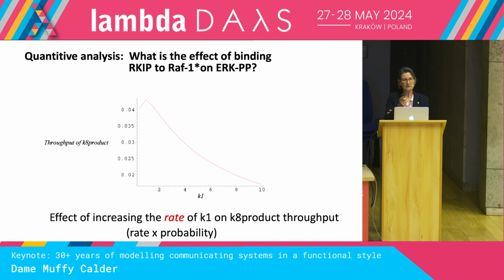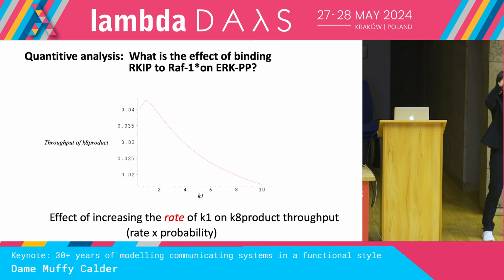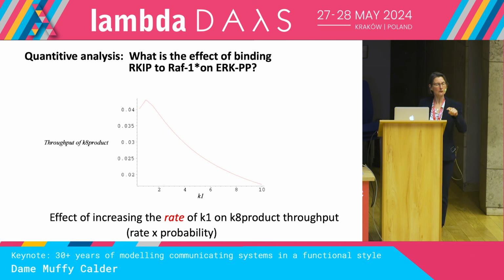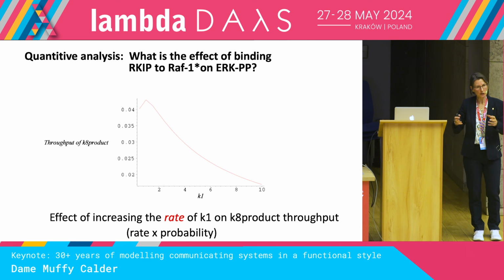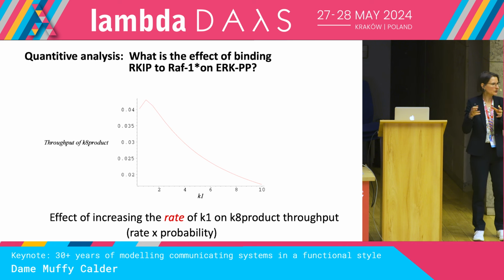So what's the effect of the binding of RKIP to RAF1 on ERK-PP? That basically says, does RKIP dampen down or amplify this pathway? And this graph, if you can actually see it, shows you the effect of increasing the rate of a reaction on the production of output. So what this shows you is, yes, RKIP is dampening down this pathway, and that might be something that we want to do. So what you typically want to do is introduce RKIP into this pathway.